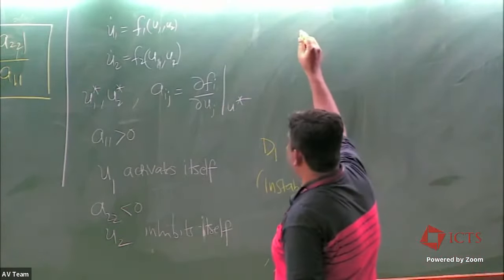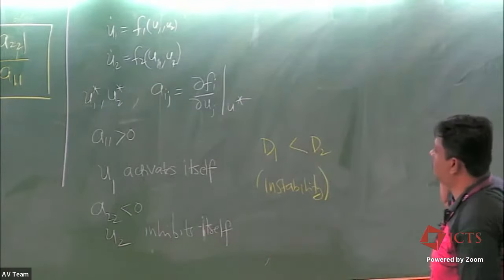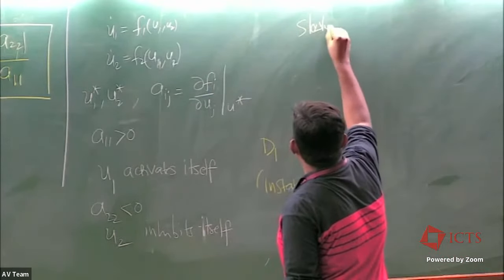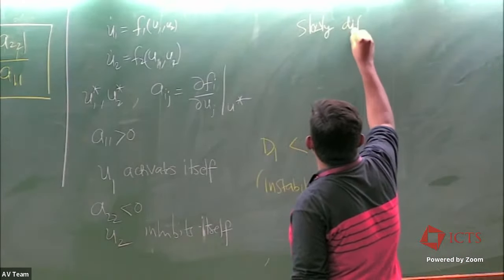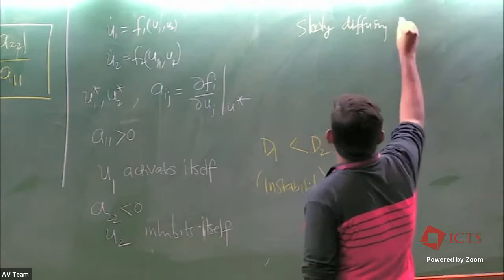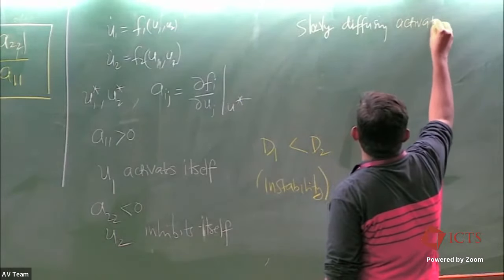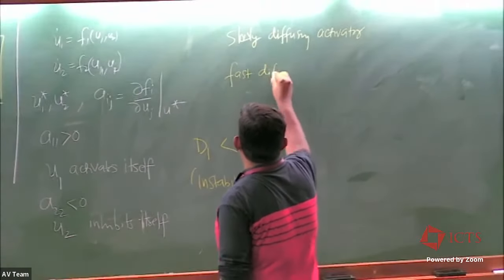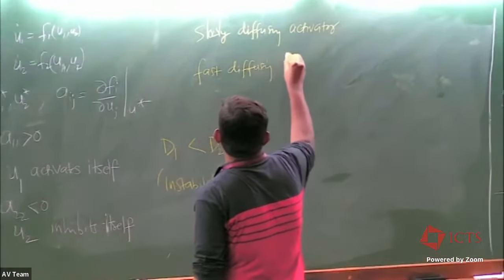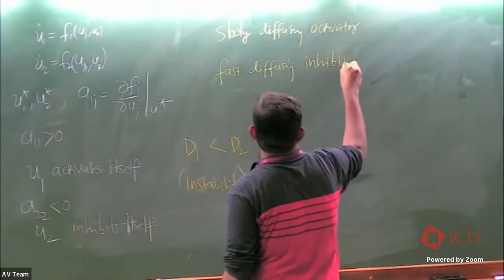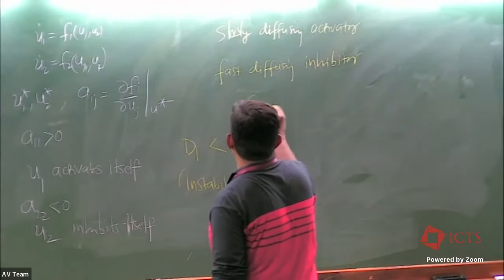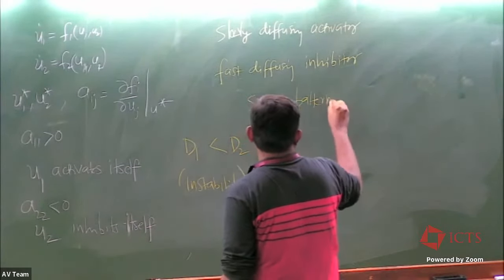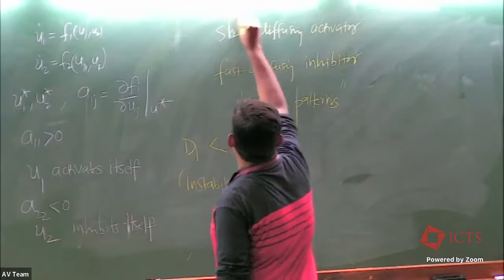So a slowly diffusing activator and fast diffusing inhibitor gives rise to spatial pattern. That is the Turing criteria.